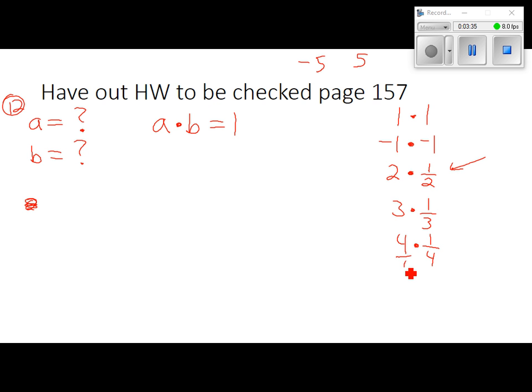What is the reciprocal? Give me some fraction, not one of these. 3/2. What's the reciprocal of 3/2? 2/3. If I multiply those two together, what do I end up with? 1. So what do we know about A and B? A and B must be reciprocals of each other.